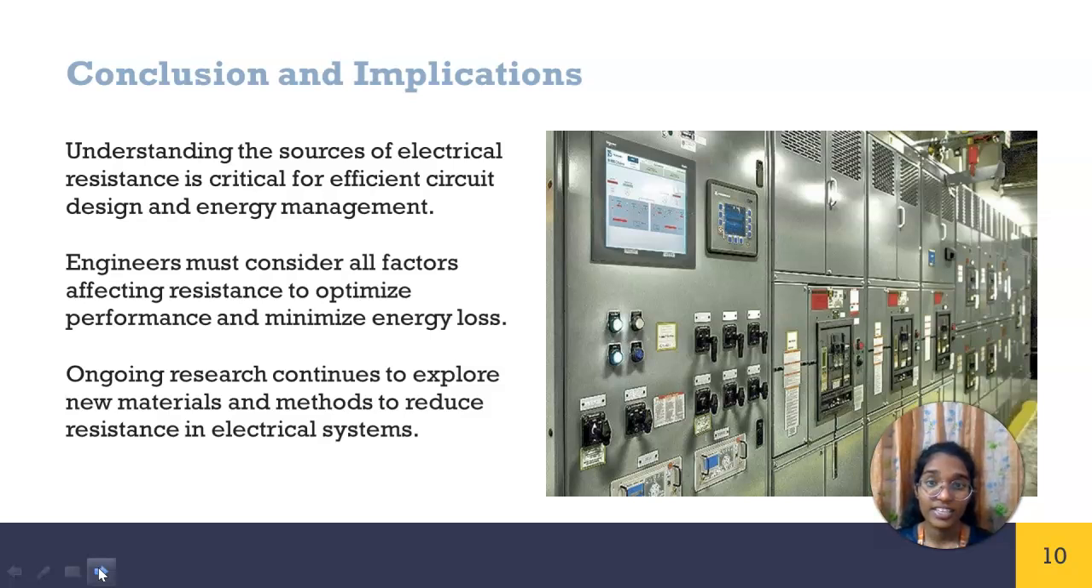Now, conclusion and implications. Understanding the sources of electrical resistance is crucial for efficient circuit design and energy management. Engineers must consider all factors affecting resistance to optimize performance and minimize energy loss. They need to check where they are losing energy, and check all the factors affecting resistance to minimize energy loss. Ongoing research continues to explore new materials and methods to reduce resistance in electrical systems.